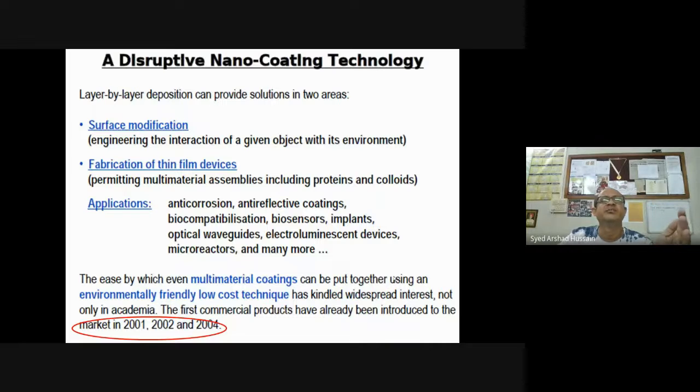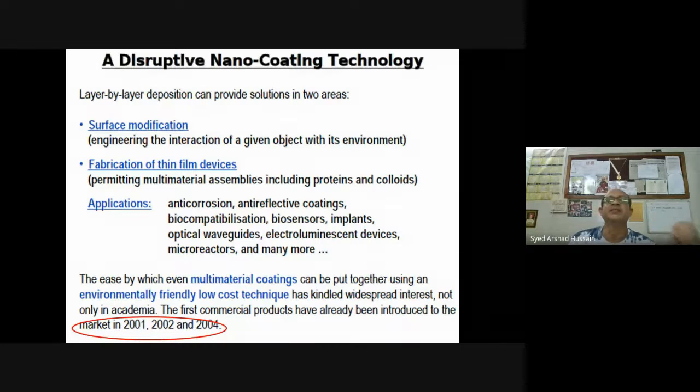This technique mainly gives two solutions. One is that it allows you to modify the surface, the engineering of the interactions of a given object with its environment, because here you make the environment or play with the environment of the system so that the molecules self-assemble and automatically interact with the substrate or each other.